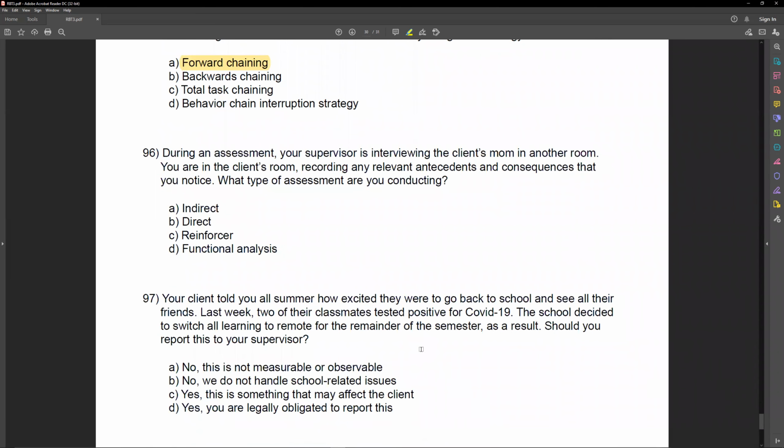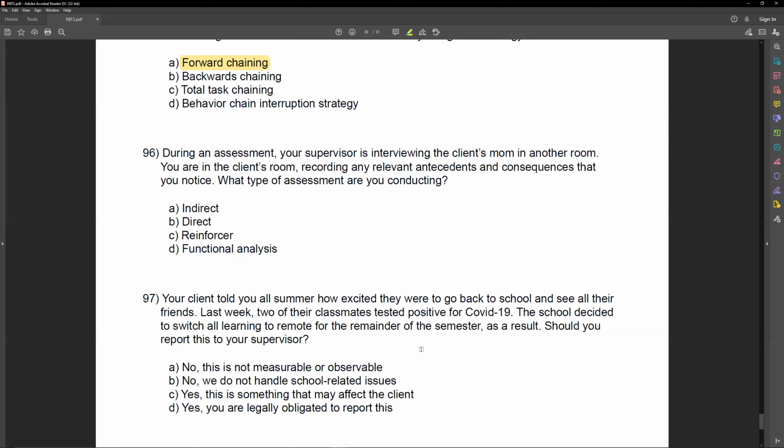During an assessment, your supervisor is interviewing the client's mom in another room. You are in the client's room recording any relevant antecedents and consequences that you notice. What type of assessment are you conducting? Okay, so some questions we have, you're doing the interviewing or you're doing the surveys and the checklist, okay? But in this case, you're assisting in the assessment by hanging out with the client and taking some data on the client. In this case, antecedents and consequences, some sort of narrative ABC recording, okay?